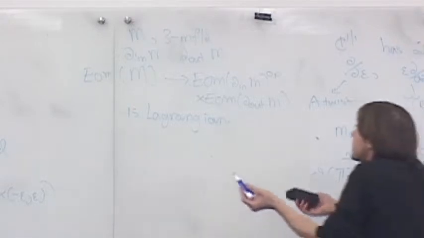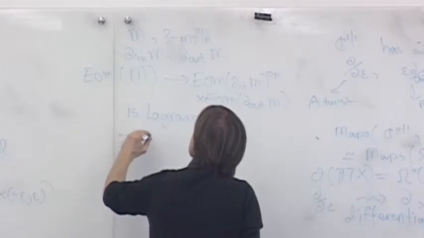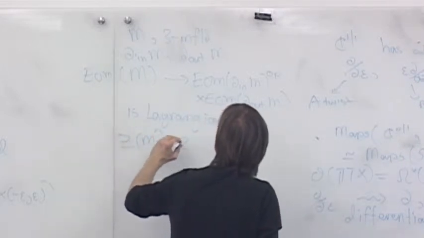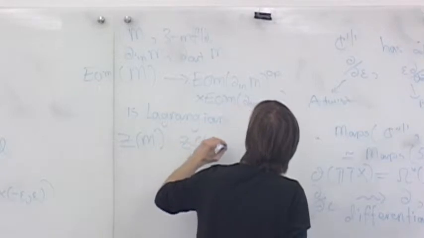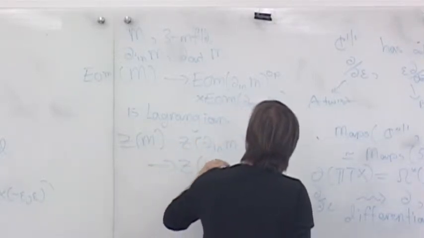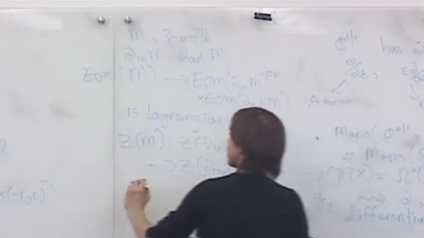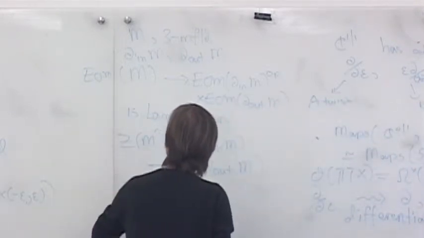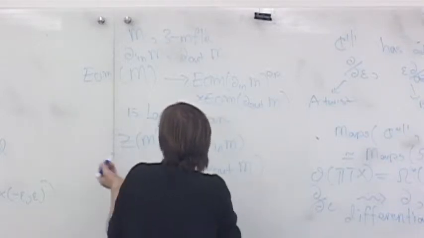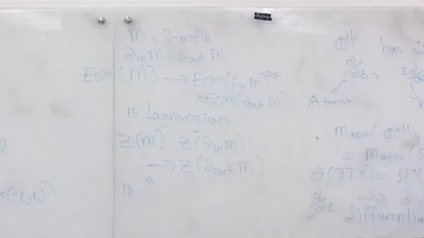Okay, so what do you expect? You expect that Z of M goes from Z of delta in of M to Z of delta out of M. What is this map supposed to be, at least heuristically? It's just supposed to be, in geometric quantization, Lagrangian correspondence is quantized to maps.